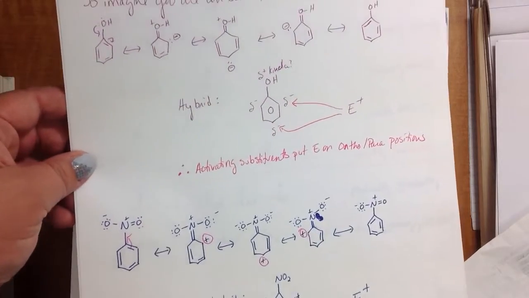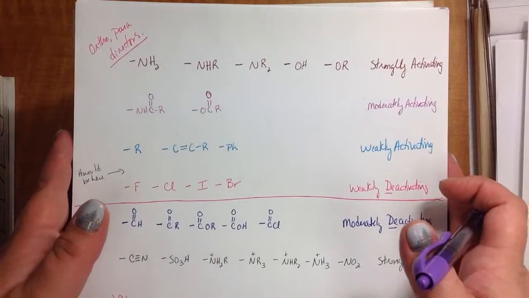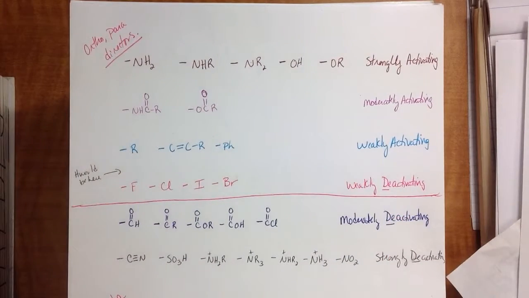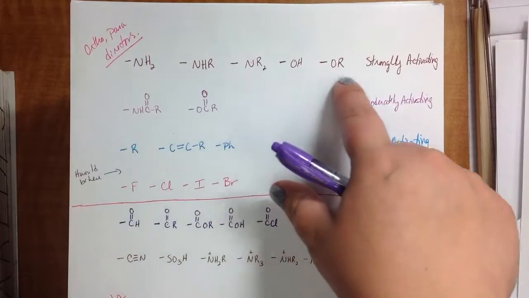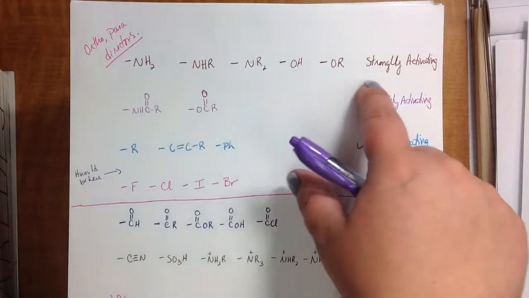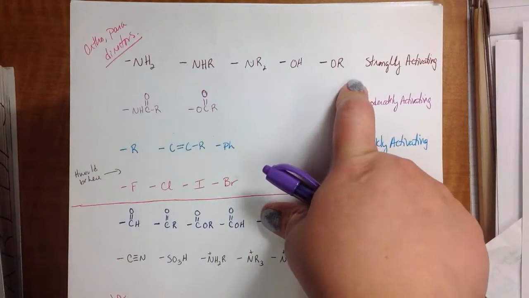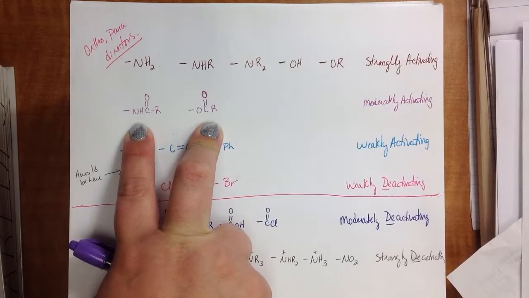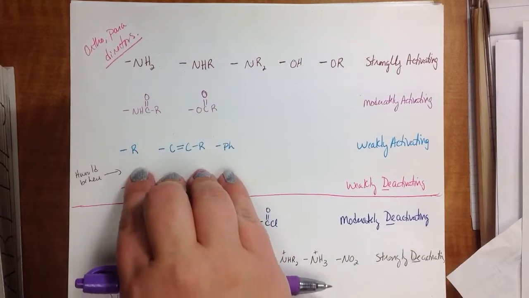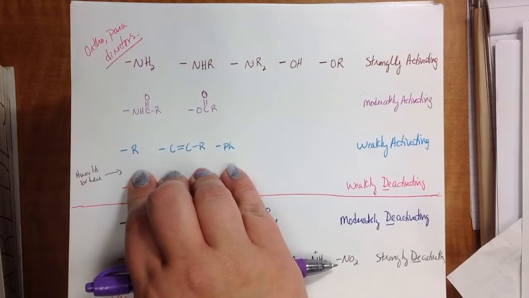So when we're doing synthesis, as you might imagine, it makes a big difference as to what order you do things in, and you've got to figure out what goes where and what's going to direct where. So here's the basic chart. We're going to have these guys be strong activators. The reaction will happen quickly, and they're going to go ortho-para. These are also ortho-para directors, as are alkyl groups. Alkyl groups actually donate inductively.